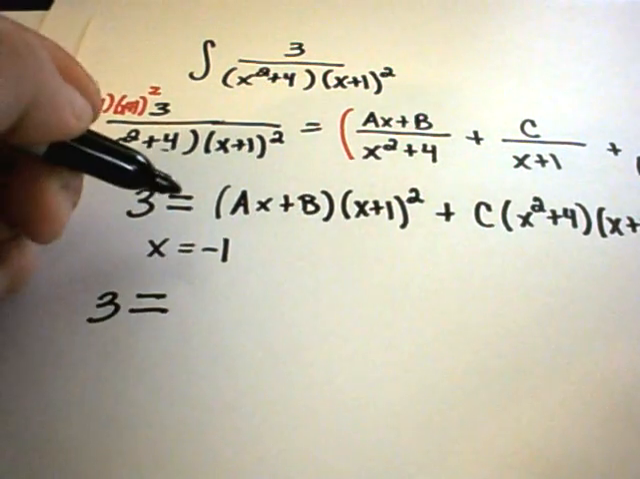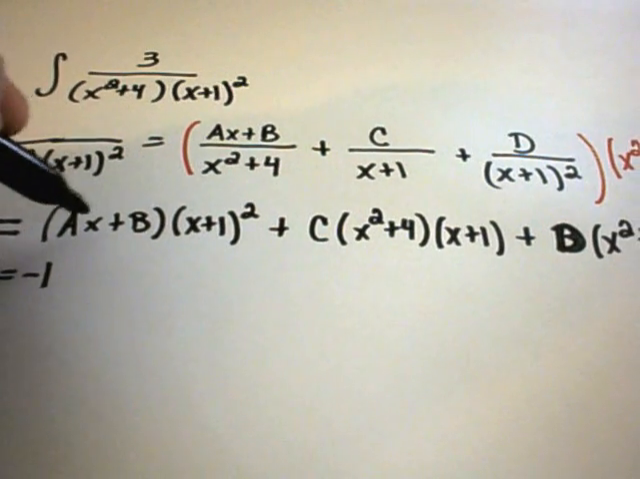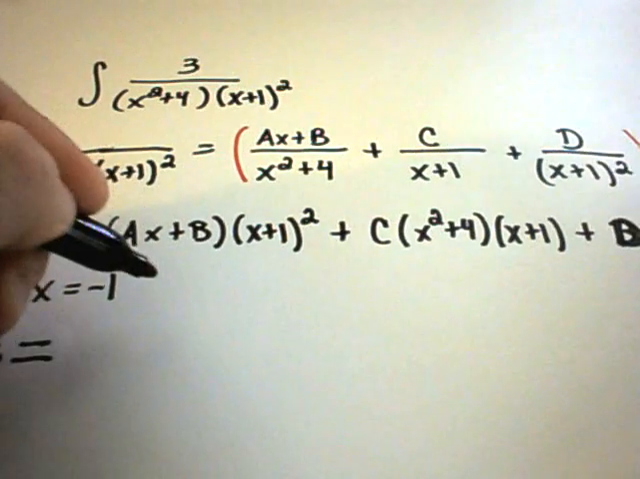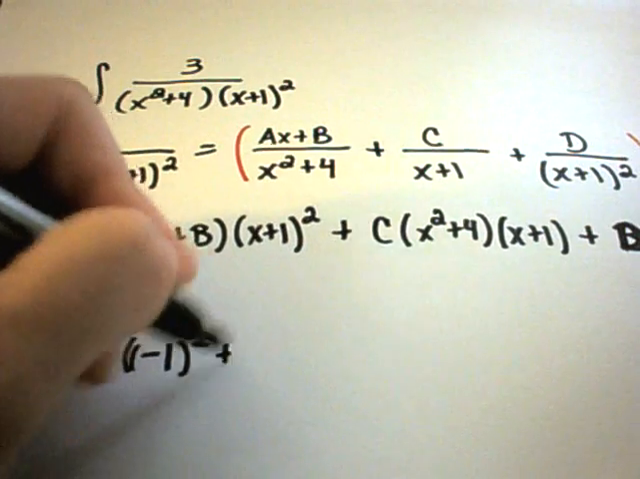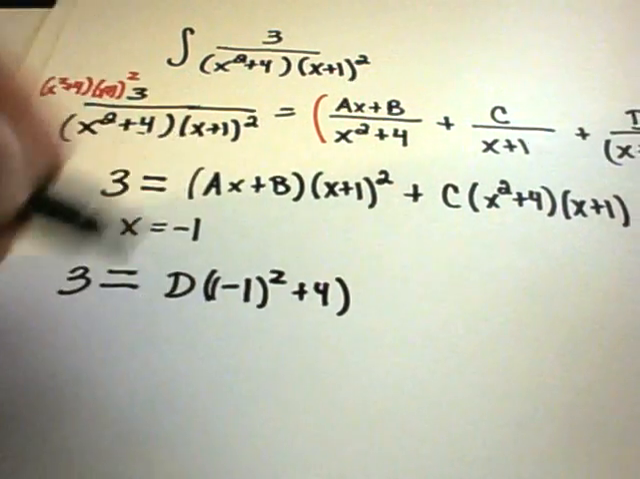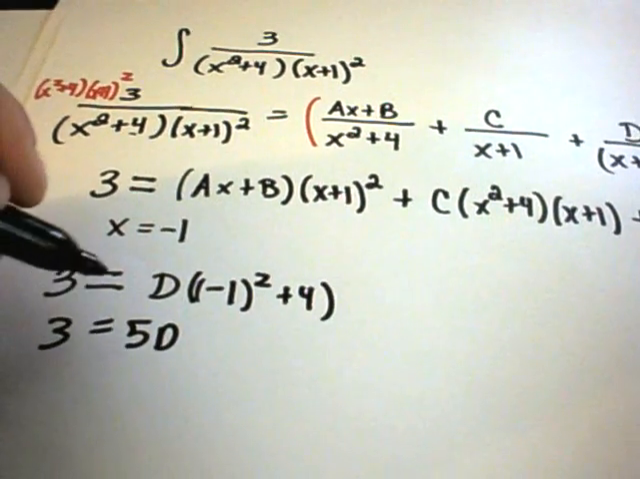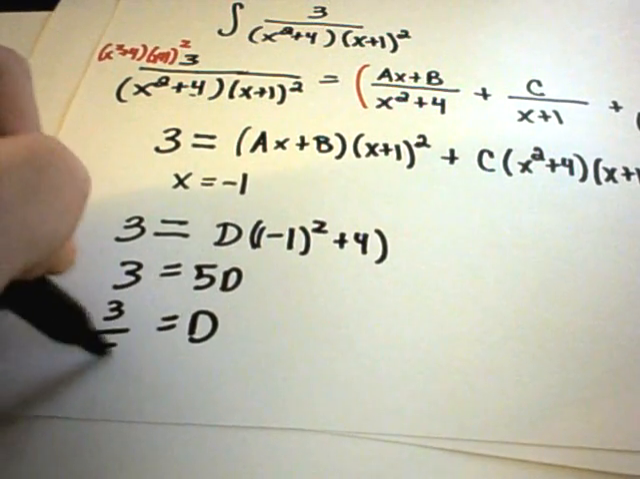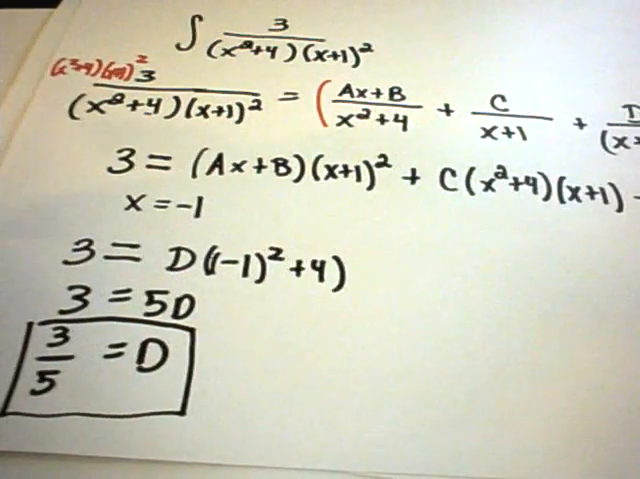And when I plug -1 in over on the right side, again, the first term's going to cancel, the second term's going to cancel, and then I'm going to be left with d times negative 1 squared plus 4. Negative 1 squared is 1, plus 4. We'll get 5d equals 3. Excuse me. Well, if we solve for d, we'll get d equals 3/5. Okay, so I've got one of my values now.